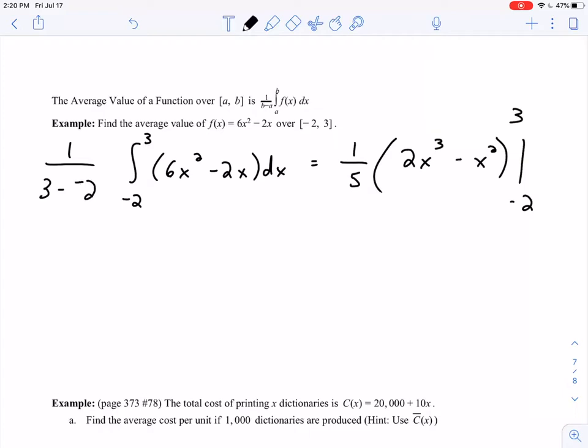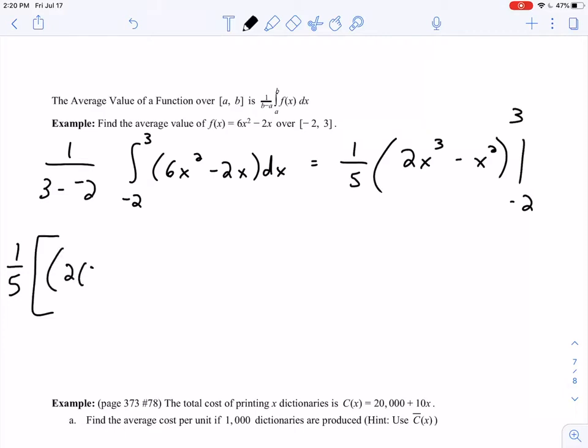It's up to you whether you want to multiply this 1/5. You could actually distribute it here if you really wanted to. You could multiply both terms, the f of 3 and the f of negative 2 by 1/5, or you could just multiply the result by 1/5. It's up to you. I'm going to say here's 1/5, and I'm going to start by evaluating this at 3.